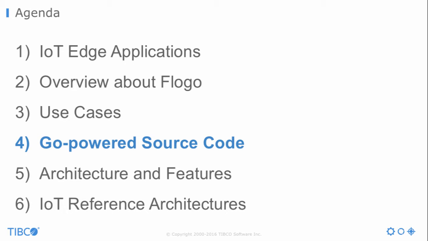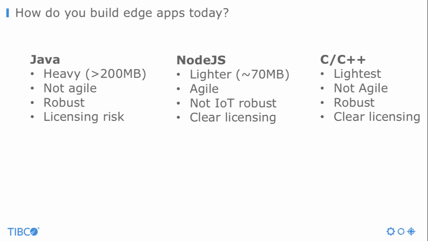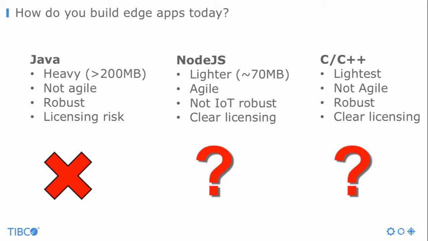So now let's take a deeper look at the source code and at the project itself. So why did we choose Golang for parts of Flogo? We first thought about using other languages like Java, Node.js or C++, but all of them have different problems. So Java is way too heavyweight, and we also see some licensing risks here, so we don't know what's going on in the future with Oracle and so on. Node.js is lighter than Java, and it's also more agile, but it's not really a robust IoT language, so it's also not really the right one for us.